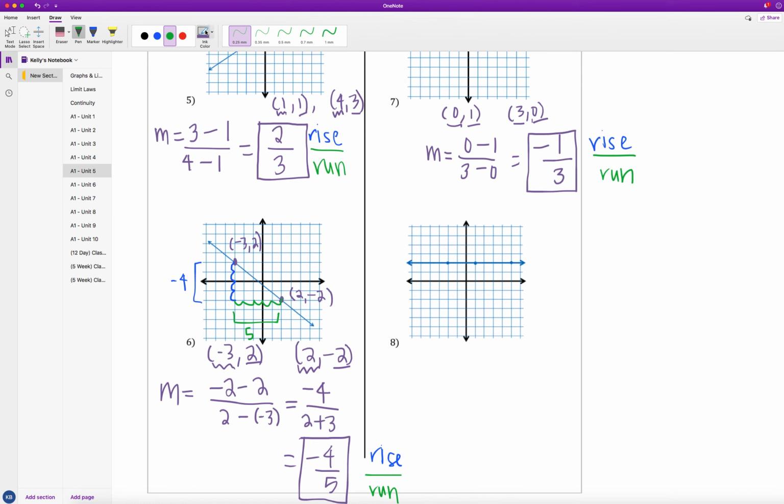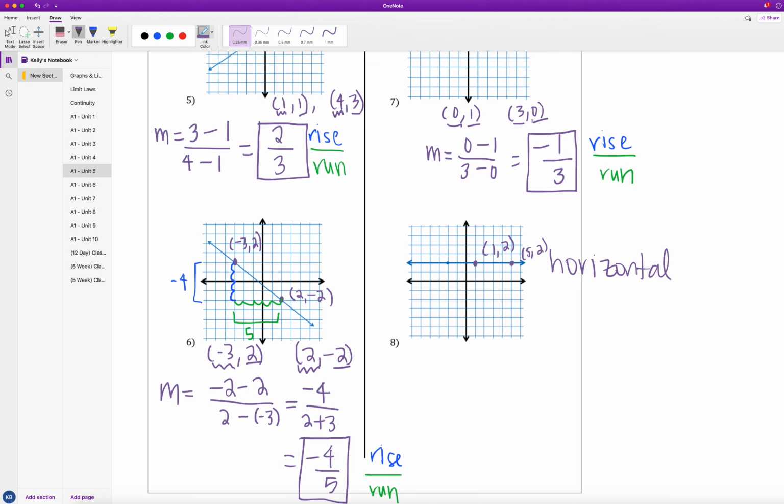Okay, let's look at example 8 together. So in example 8, I have a line that's actually a horizontal line. So I have a horizontal line right now. I can still try to find the slope. I'm going to need 2 points. So I notice there's a point right here, which would be at (1, 2). There's a point out here that they gave us at (5, 2).